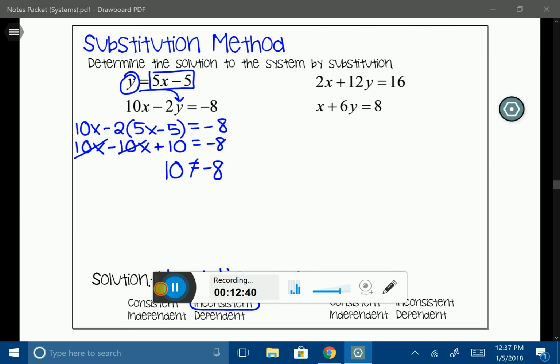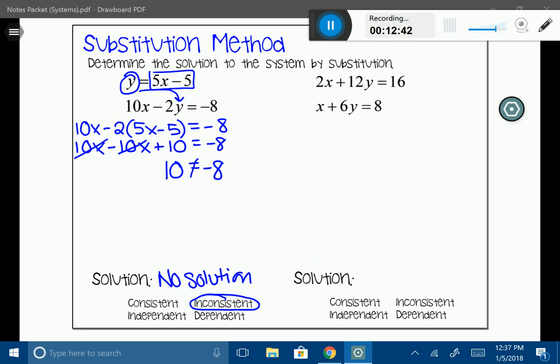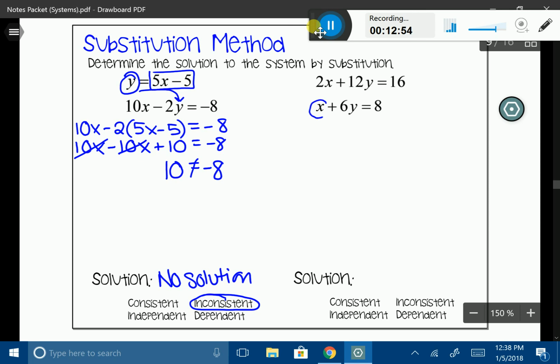Okay, in our last example, this is again a perfect system to use substitution with, although elimination looks pretty good as well. The reason I said it's good with substitution is that this x down here is by itself, meaning I just have a coefficient of 1. So before I start this one, all I'm going to do is get that x by itself. So essentially what I'm doing is subtracting 6y from both sides. That will give me negative 6y plus 8. But now I have my x by itself, which is what I want.